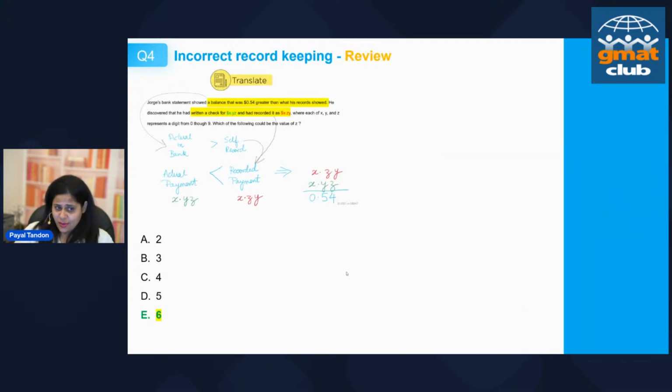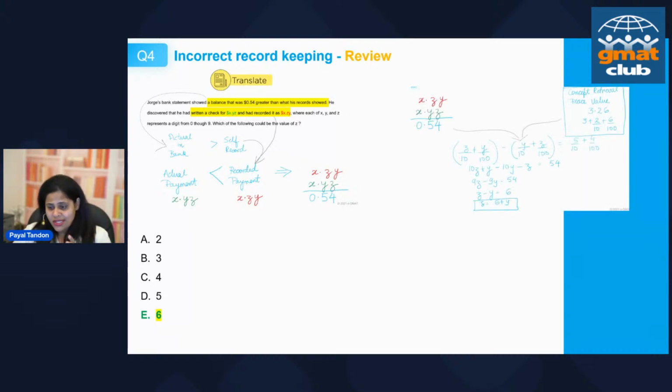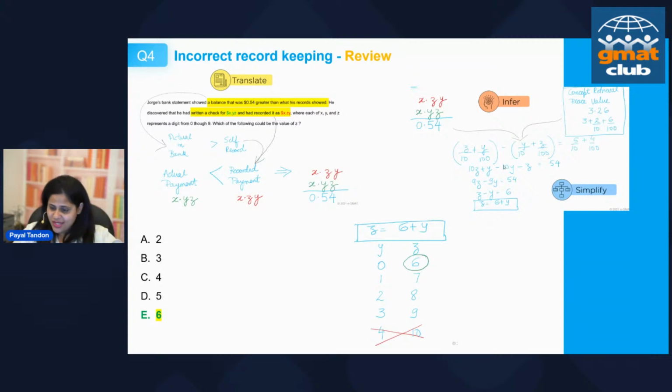So again, in this question, I want all of you to write down what it is that you have understood from this question. Those of you who answered it incorrectly, why did you answer it incorrectly? Were you not able to translate? Was it that you were not able to get to this point? Or was it that you were not able to do all this concept retrieval and get to the point that z is equal to 6 plus y? Or were you not able to then process this information and see what all the possibilities of the value of z are? So 1, 2, or 3, tell me which step did you falter at?